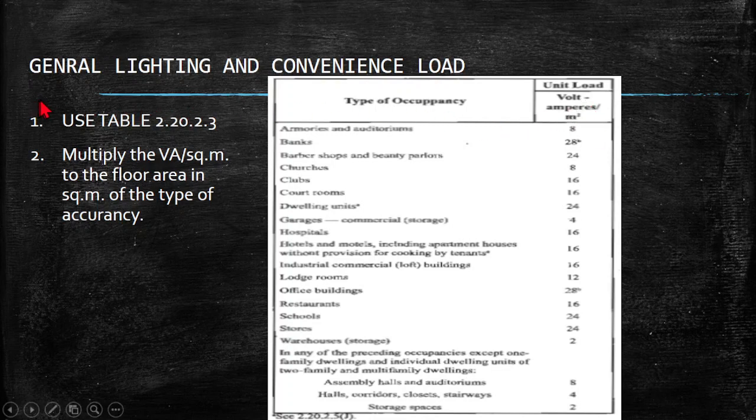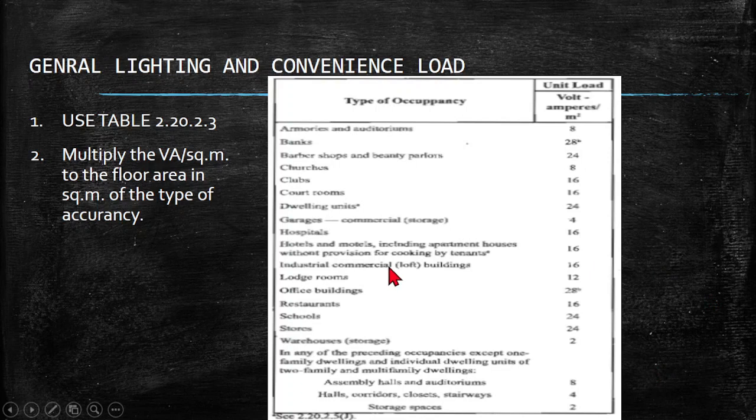So in order to compute the lighting load and the convenience load, first we need to know what type of occupancy ang ating i-consider. So we have here armories, banks, barbershop, church, churches, club, courtrooms, dwelling, garage, hospitals, hotels and motels, industrial commercial buildings, lodge rooms, office, restaurants, school, stores. Then we have warehouses, tapos any other, including assembly halls and corridors.